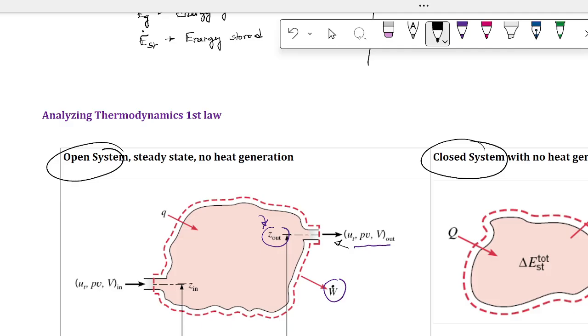Does it make sense? If the amount of energy that is coming in and the amount of energy that is going out of the surface is not the same, then storage can occur. If it's the same, then there is no storage. Does it make sense, everyone?